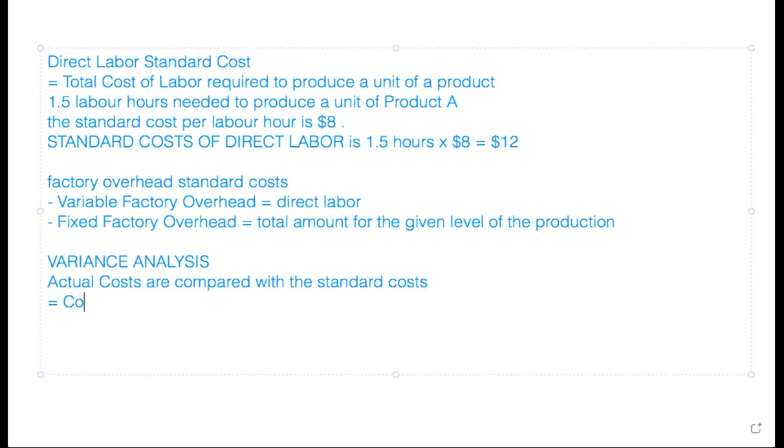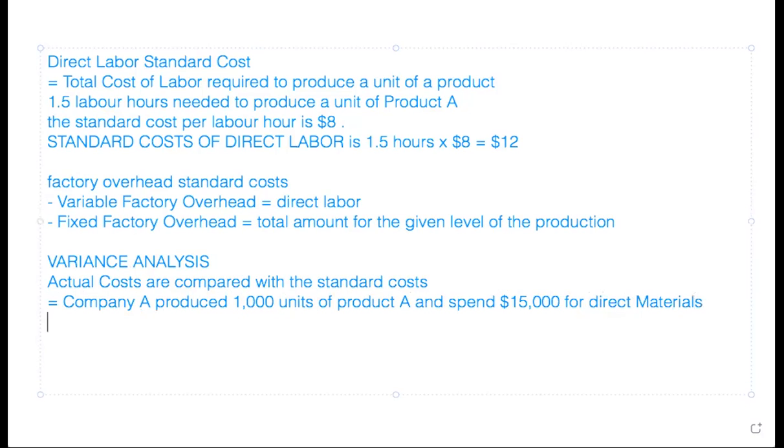Company A wants to produce 1,000 units of product A, and they spend around $50,000 for direct material. If the total standard cost of the direct material is 12,500, right?